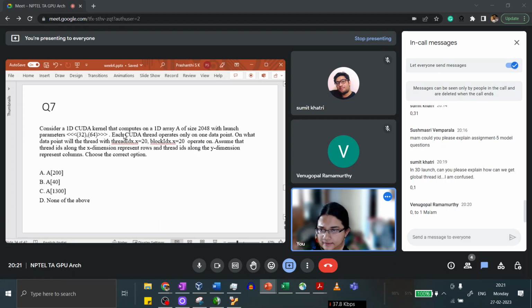Consider a 1D CUDA kernel that operates on a 1D array A of size 204A with launch parameters 32, 64. Each CUDA thread operates only on one data point. On what data point will the thread with thread ID dot x equal to 20, block ID dot x equal to 20 operate? Assume that thread IDs along the x dimension represent rows, thread IDs along the y dimension. This might be relevant for this question, so that's fine. Choose the correct option. Which element does the thread with the following IDs operate on?